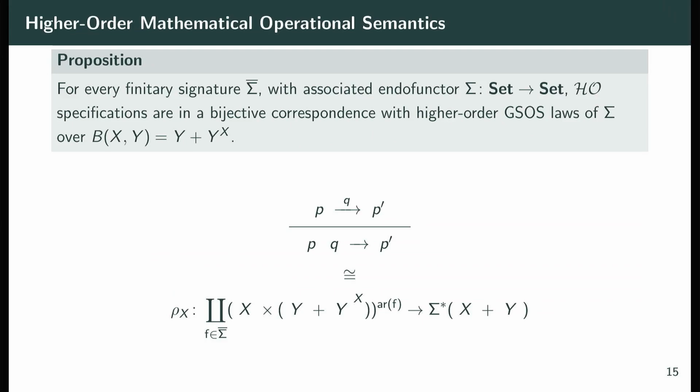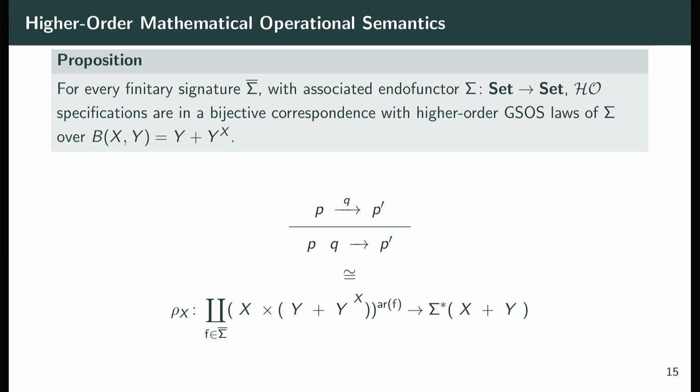One of the early propositions in the paper is that for every signature that represents an endofunctor sigma, HO specifications are in a bijective correspondence with higher order GSOS laws of sigma over this kind of behavior. You can understand this behavior as saying that your terms can either beta reduce in one step, or they behave like combinators.